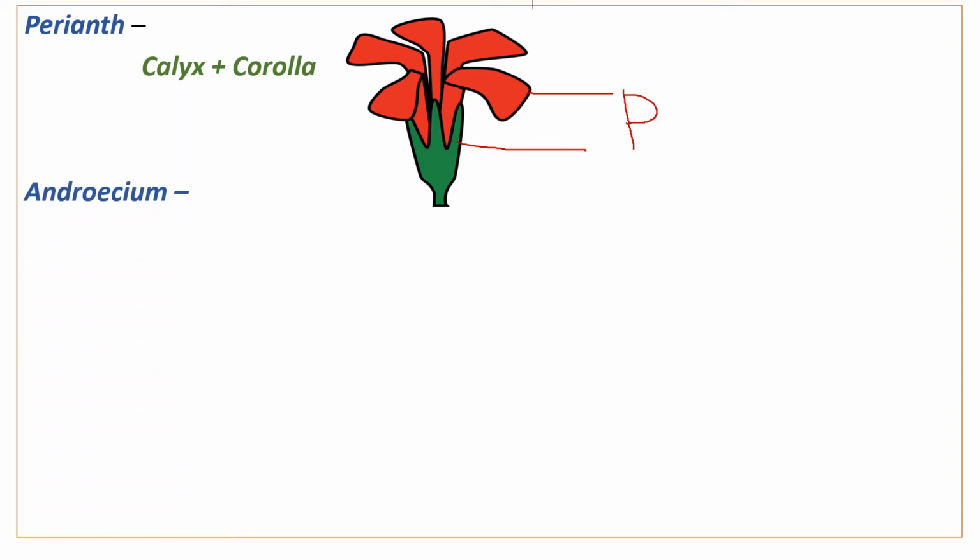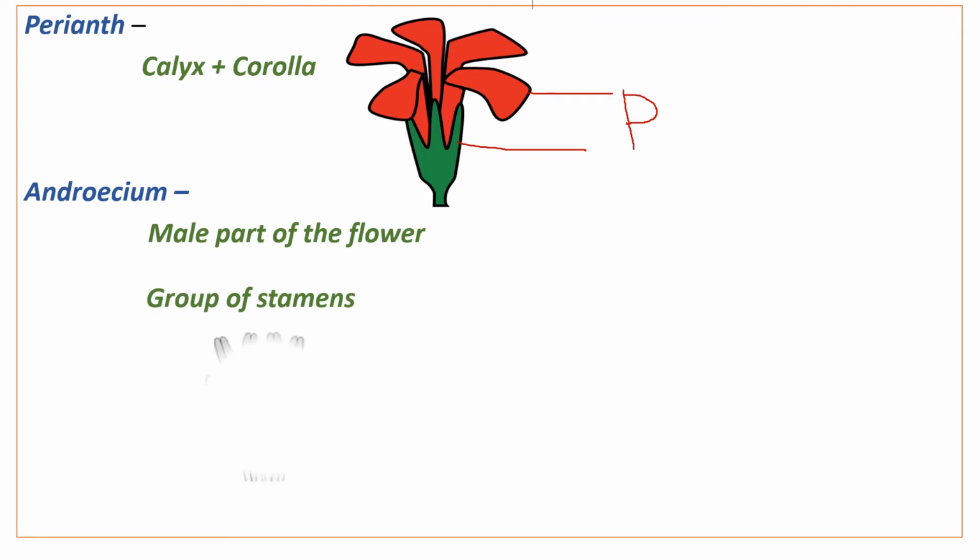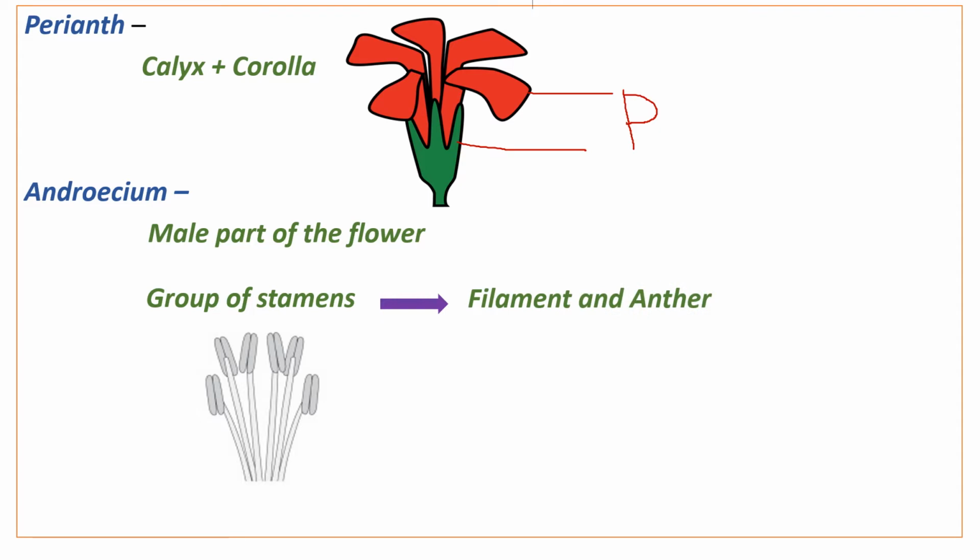Androecium is the third main part, present in the third whorl of the flower. It is considered the male part of the flower. A group of stamens together form the androecium of the flower. Each stamen is made up of filament and anther. In this image, this is the anther of the stamen, and this is the filament of the stamen.